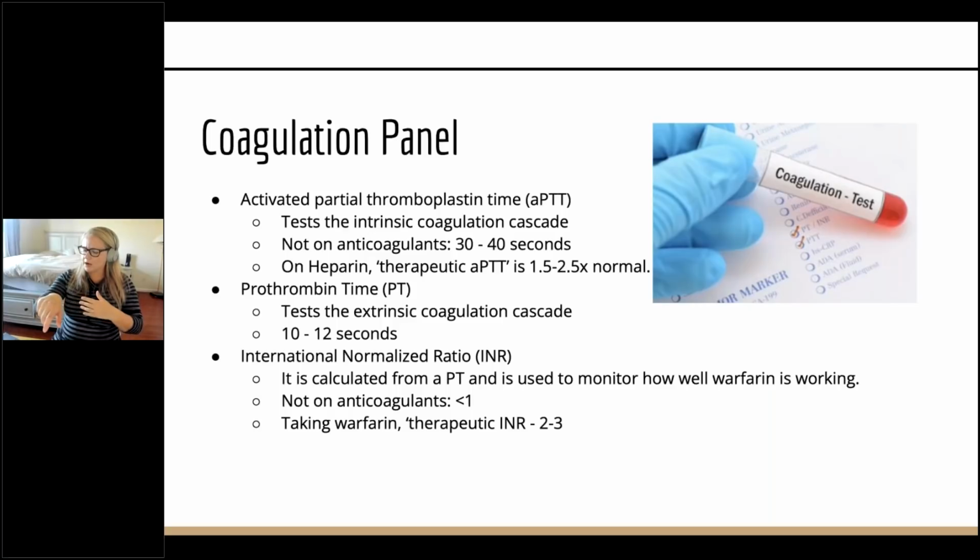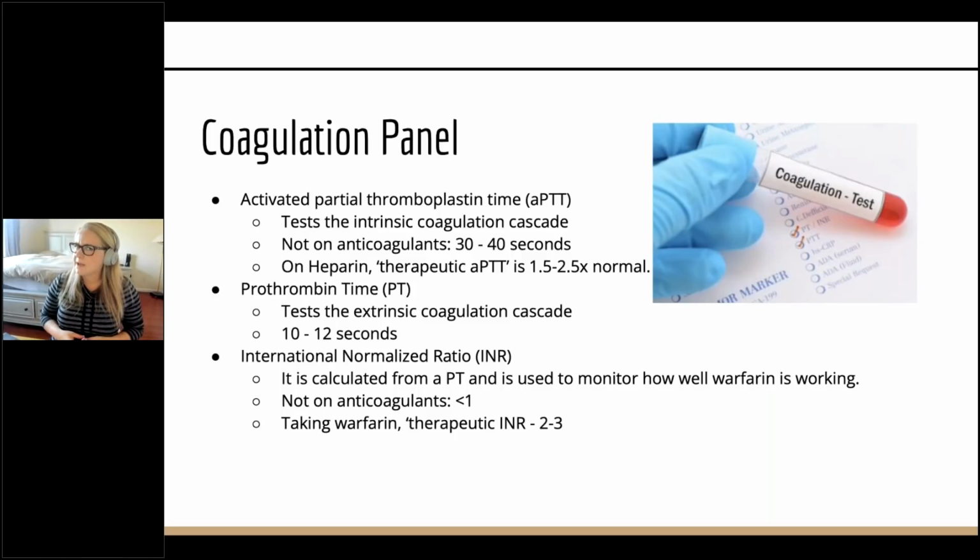I get a paper cut. I actually scratched myself on my backpack the other day, and I started bleeding, but pretty quickly my blood clotted, stopped bleeding. I didn't hemorrhage to death. If our blood doesn't clot, you know, every little paper cut could be a fatal injury. So these coagulation panels tell us about how quickly that happens.